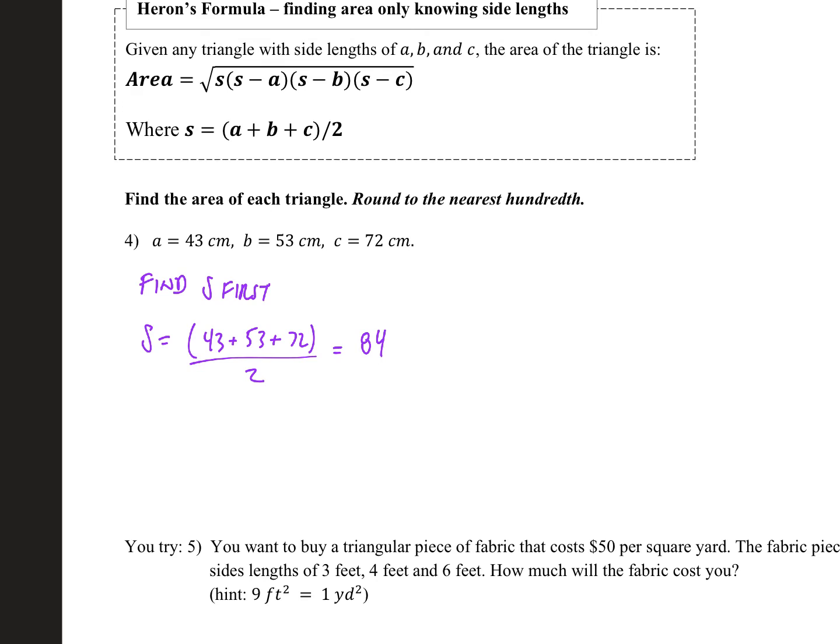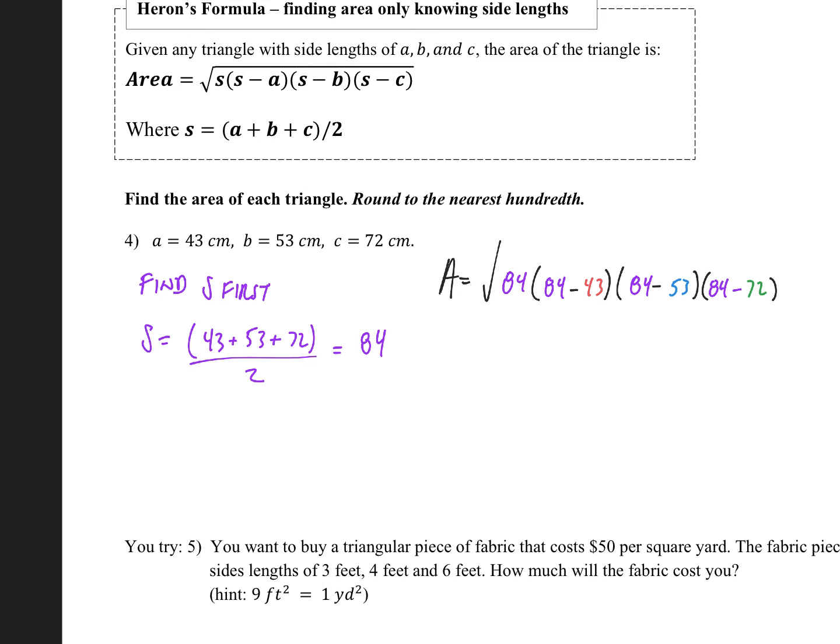So then the area equals the square root of 84 times 84 minus a, or whatever, 43, times 84 minus b times 84 minus c.